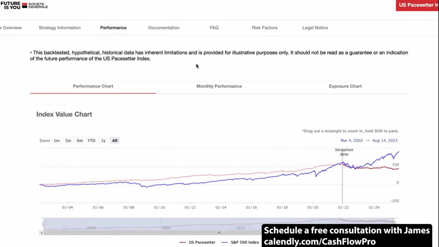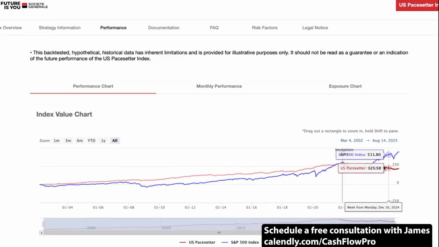Here's another one. This is the Pace Setter Index. This one went live right when we got into the high interest rate environment, but all of its backtesting, it's this red line, all of its backtesting was in a low interest rate environment. And the backtesting looked really good. Unfortunately, it went live right when we hit the high interest rate environment, and you can see down and sideways. That's kind of the trend for most of the volatility indexes that we're going to look at today.